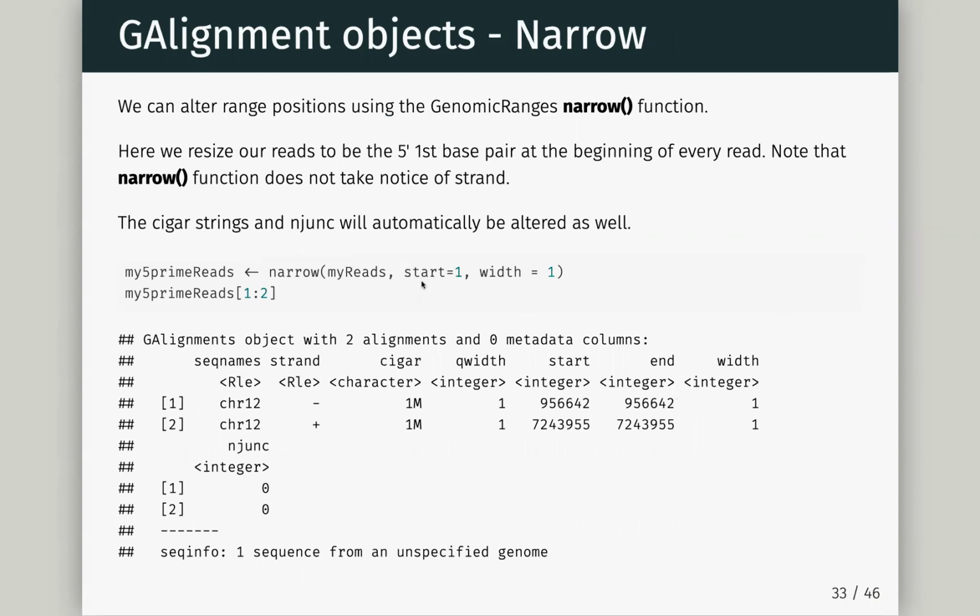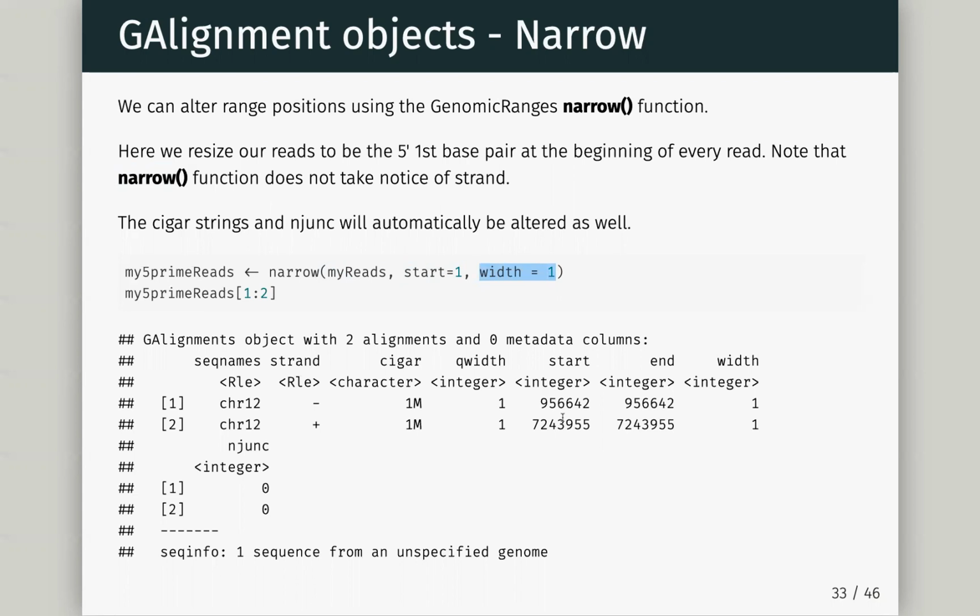We can also alter range positions for our GAlignments. And this is going to become really useful for when we do ATAC-seq. If you want to manipulate your reads and say, I just want to take the first base pair of my read where it initially aligned to, we can use the narrow function, just like we did for GRanges. We just pass it our GAlignments object. Here we're going to say we want the start to be 1, and we want the whole thing to be a width of 1.